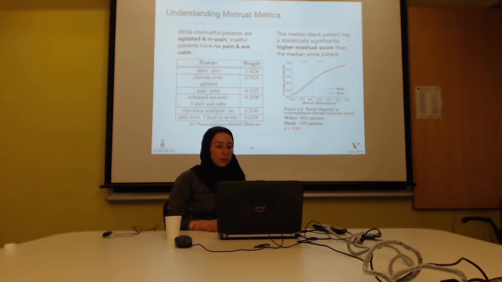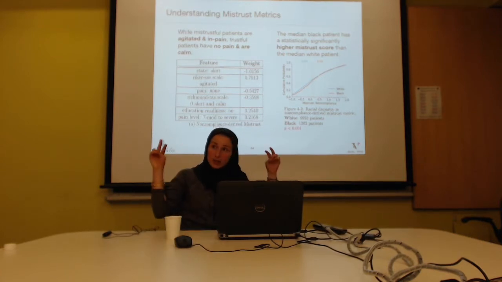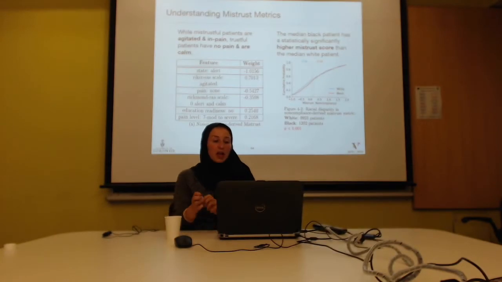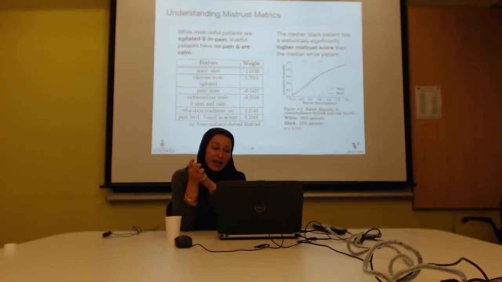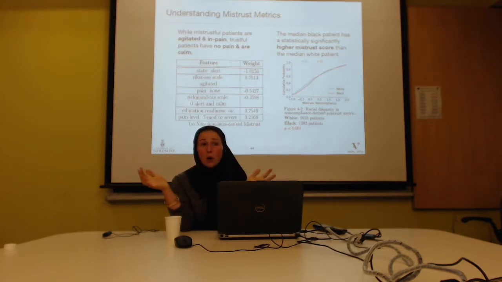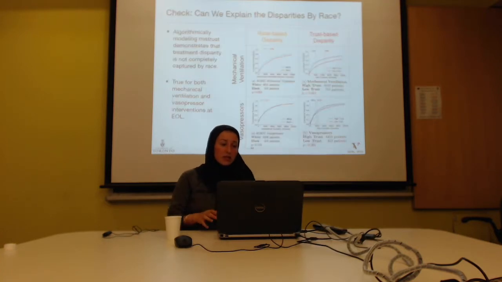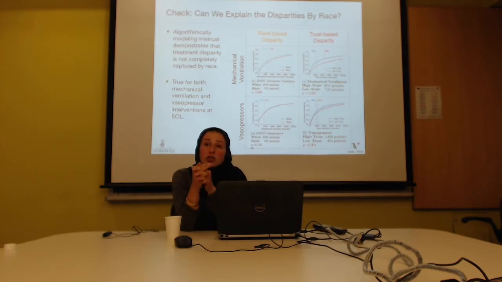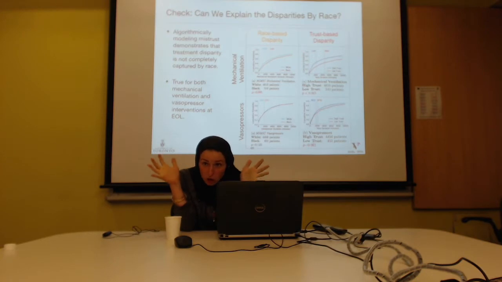While mistrustful patients were categorized as agitated and in pain, trustful patients were categorized as having no pain and being calm. And your median black patient in MIMIC had a statistically significantly higher mistrust score than the median white patient. What this looks like when we try to use it in prediction is that mistrust actually plays the largest role in categorizing this disparity. Race plays a large role, but mistrust trumps just race.